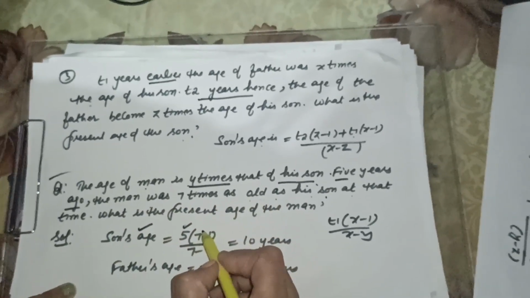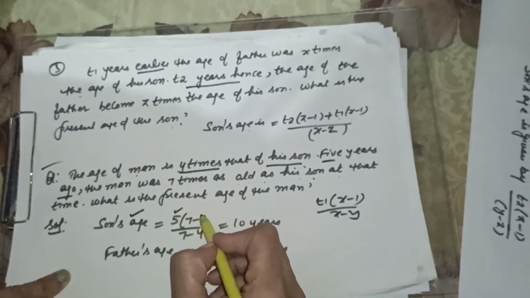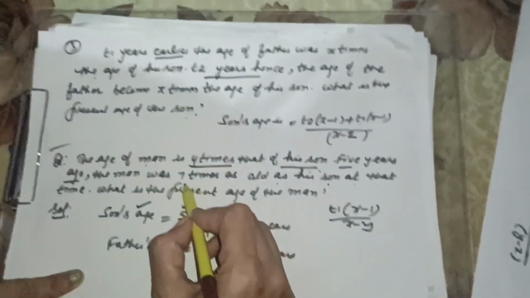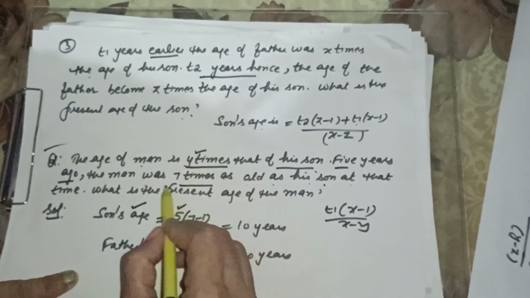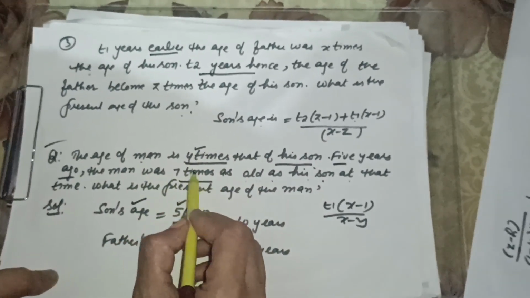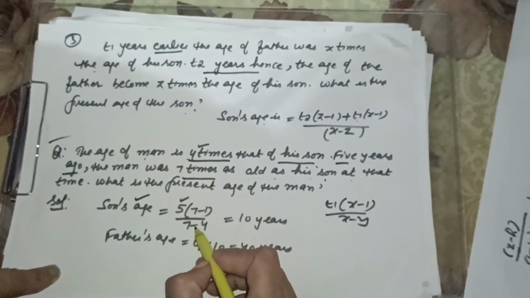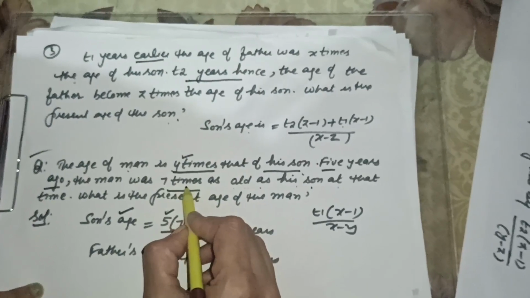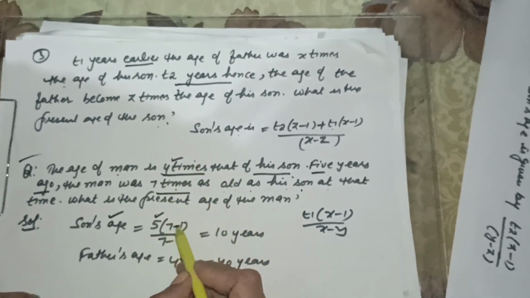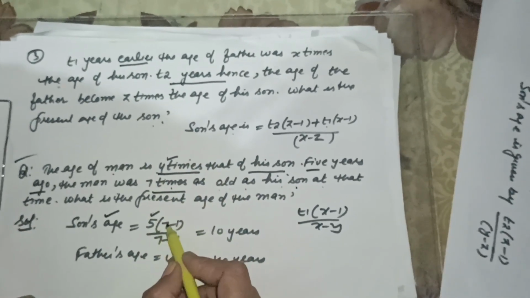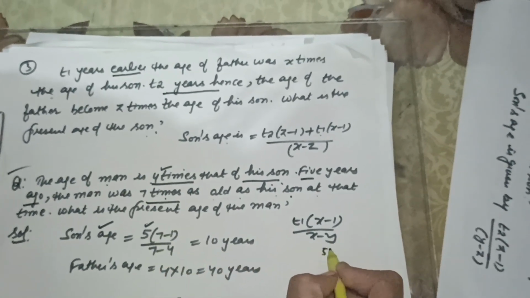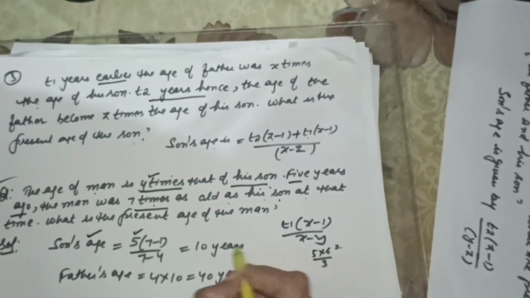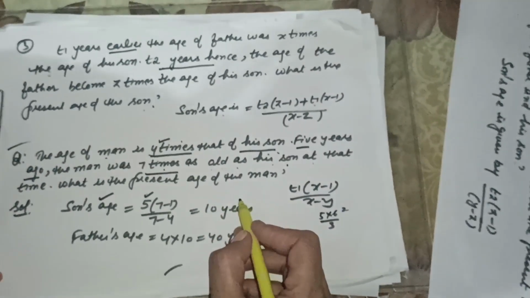That means X minus 1, where X is taken as 7, so 7 minus 1. Then below there is 7 times and 4 times. That is, the man was 7 times and the age of the man is 4 times. So we are taking 7 minus 4. This is taken as X and this is taken as Y. Simply we are solving 5 into 6 over 3, and we get 10 years. This is the age of the son.